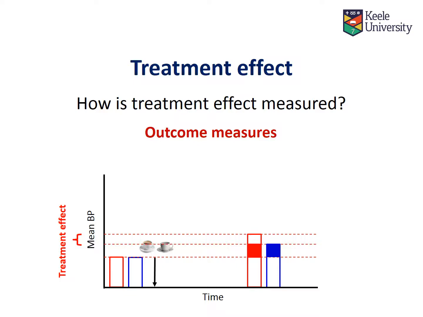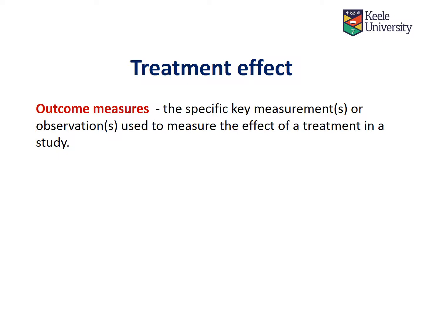We remember the example of testing whether drinking coffee causes increase in blood pressure. So the effect of the treatment, which is coffee in this instance, is increase in blood pressure. And measuring blood pressure is what's called an outcome measure. It's the way blood pressure is measured and represents measuring the effect of it. So the outcome measure really is the measurement or the observation used to measure the effect of a treatment in a study.